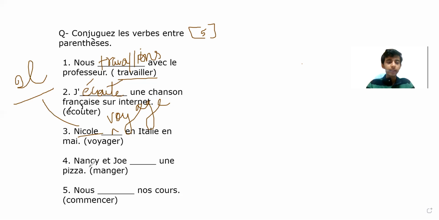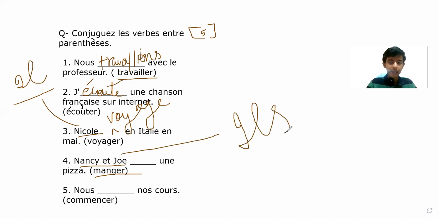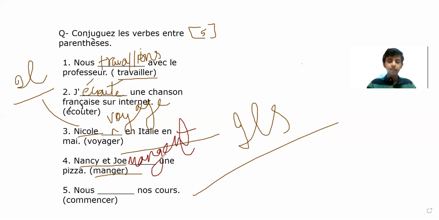Next we have Nancy et Joe dash une pizza, manger. Nancy and Joe eat a pizza. What will it be? See, Nancy and Joe are plural, meaning they will come in the ils category, because one girl, one boy, so ils category. So we get here mangent, M-A-N-G-E-N-T.